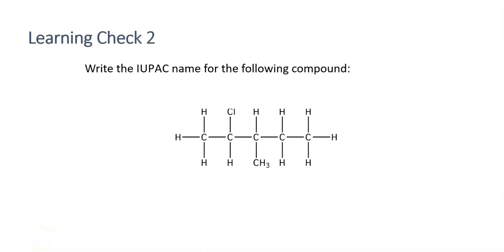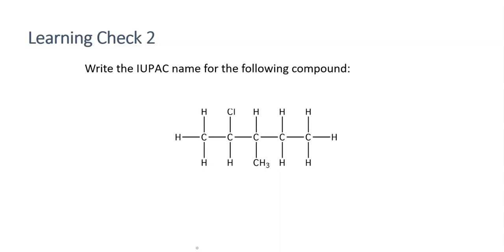Now let's do an example for an IUPAC name for a substituent containing alkane. Write the IUPAC name for the following compound. So we have this question. We'll figure out how we can write the correct name. When you have this type of question, first you need to look at the carbon chain and determine the longest carbon chain.